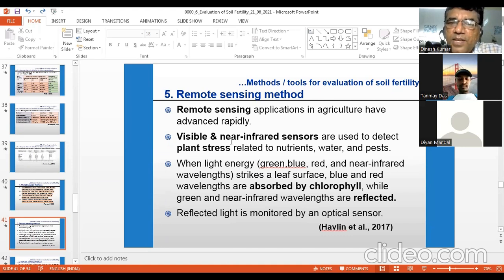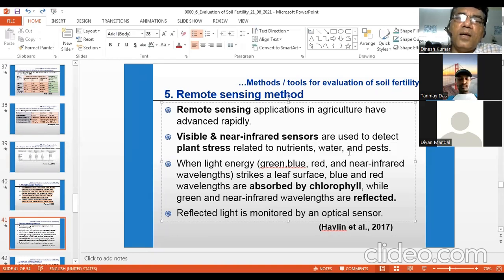Now, visible and near infrared sensors. I think you know about radiation, the light spectrum. What are its different components? I assume that you have fundamental knowledge of this. Visible and near infrared sensors are used to detect plant stress related to nutrients, water, and pests. So we can evaluate plant stress through remote sensing techniques. It means we do not need to touch the plant, but we can know certain stresses of the plant, like stresses of nutrients, or sometimes weeds also: nutrients, weeds, water, and pests.